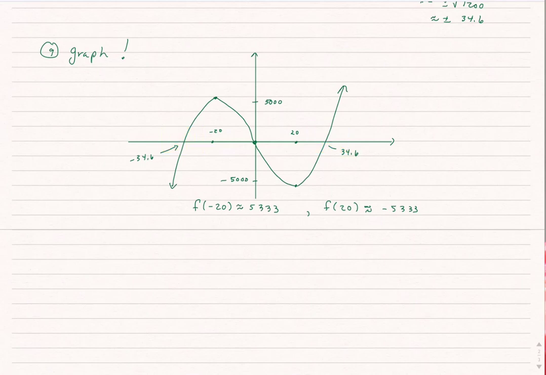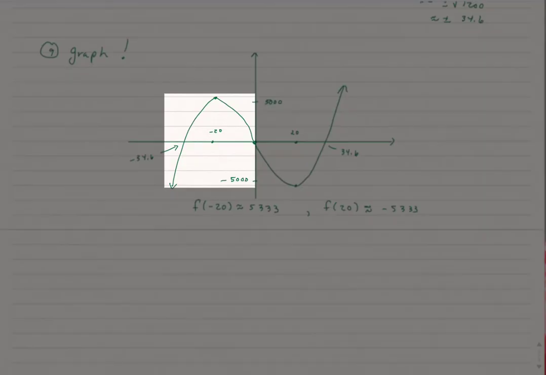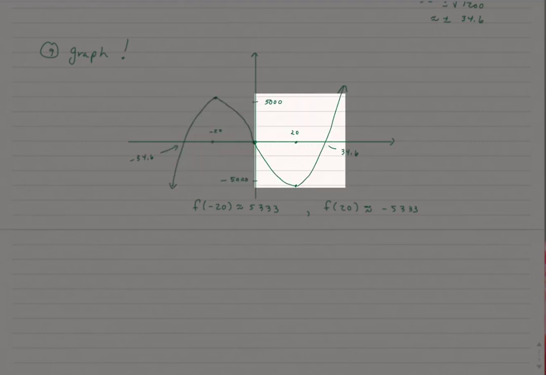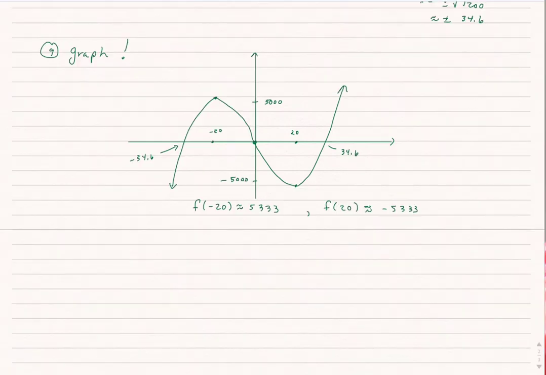I know the end behavior as x goes to infinity is infinity, and I know as x goes to negative infinity, it's negative infinity. I also check to see that my function is concave down from negative infinity to 0 and concave up from 0 to positive infinity. Therefore, this graph matches what I've found using calculus.